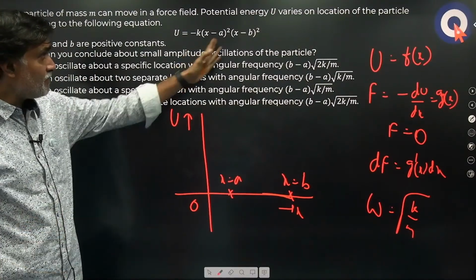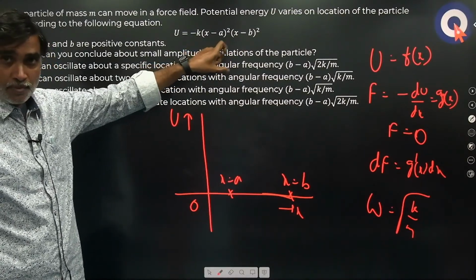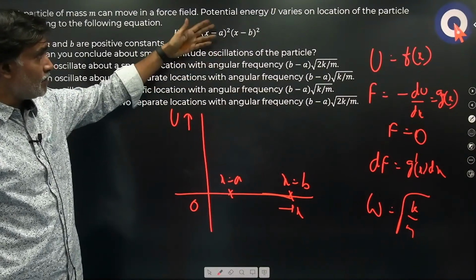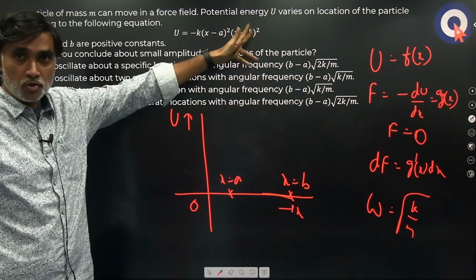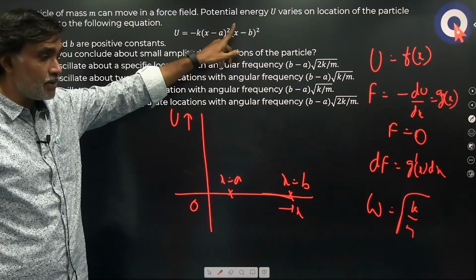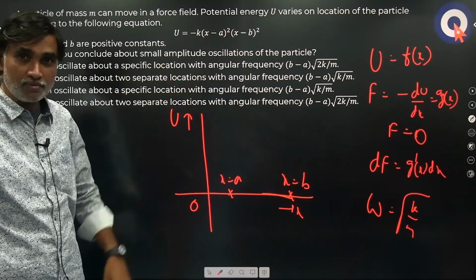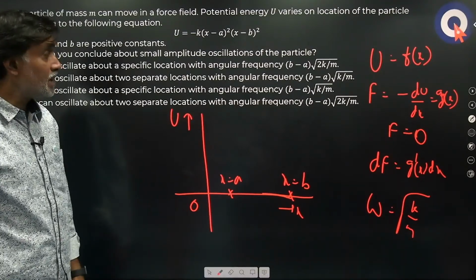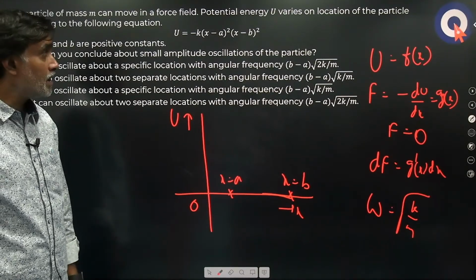But if I see such a function, du by dx is force with minus sign. If I differentiate this, one term will be 2 into x minus a into x minus b whole square if I use product rule. Other term will be 2 into x minus b into x minus a whole square. Means at x equal to a and x equal to b, force is also 0 because du by dx is 0. Means they are equilibrium positions, x equal to a and x equal to b.